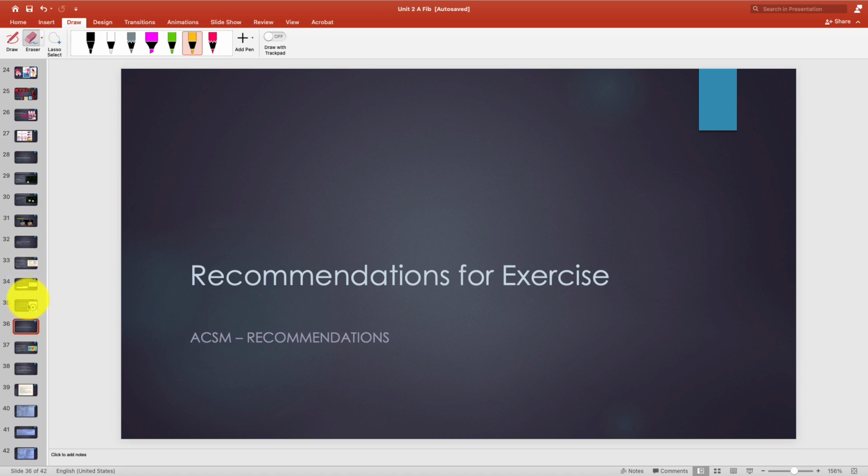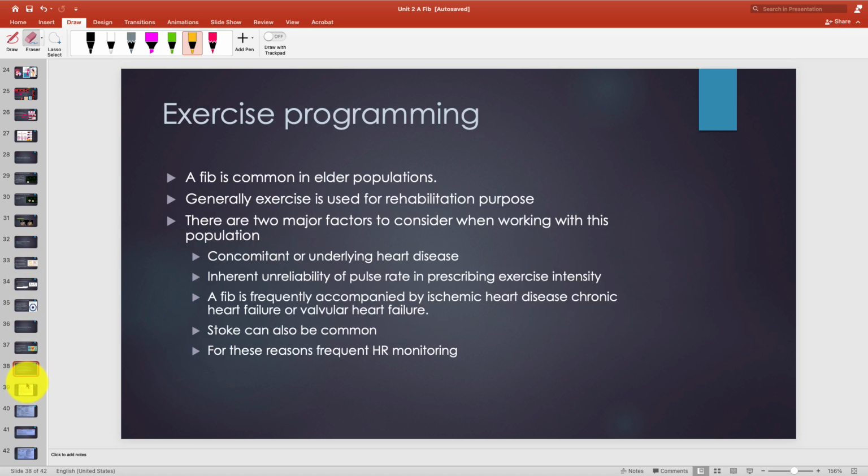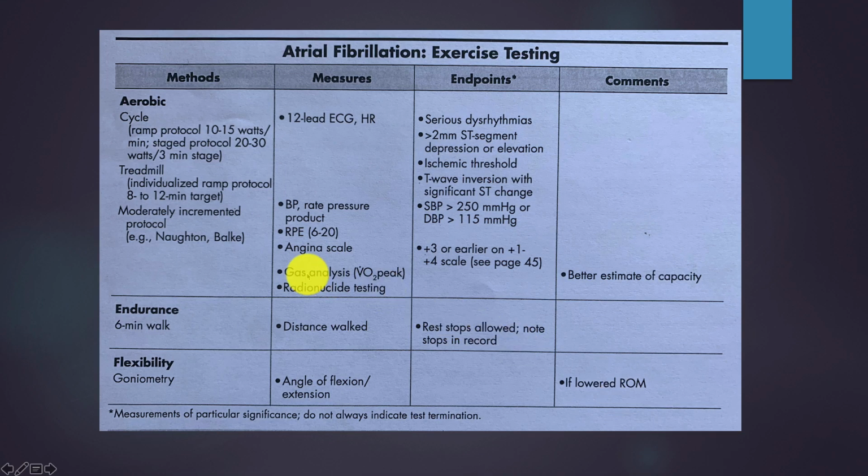So there's a couple slides, and if you guys have any questions, you can certainly ask me. But what I want to focus on are these. If we're going to do exercise testing with somebody that is living with AFib, how do we test them in a manner where we're not going to basically kill them? Because if they already have a heart that is stressed out, we are going to stress them more with exercise.